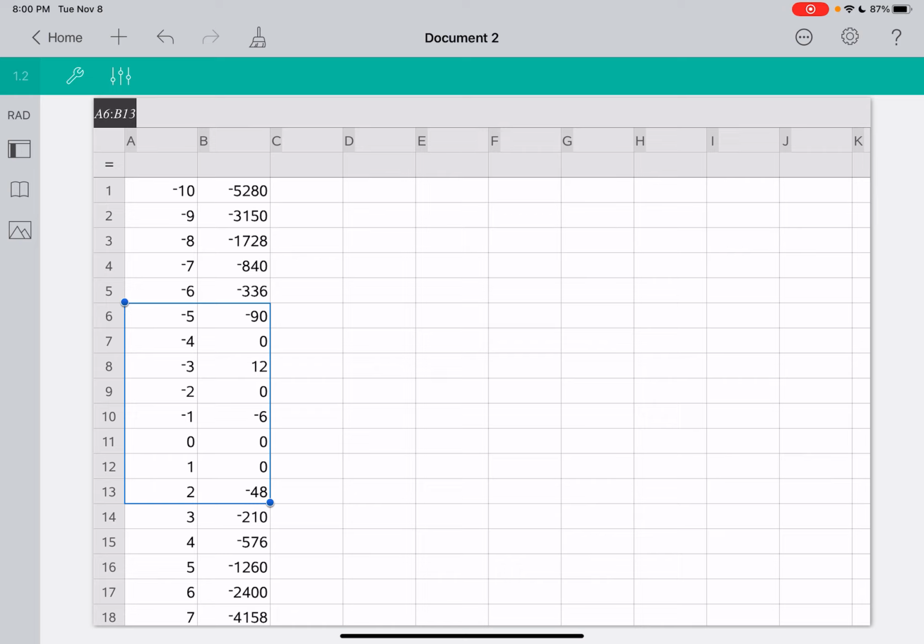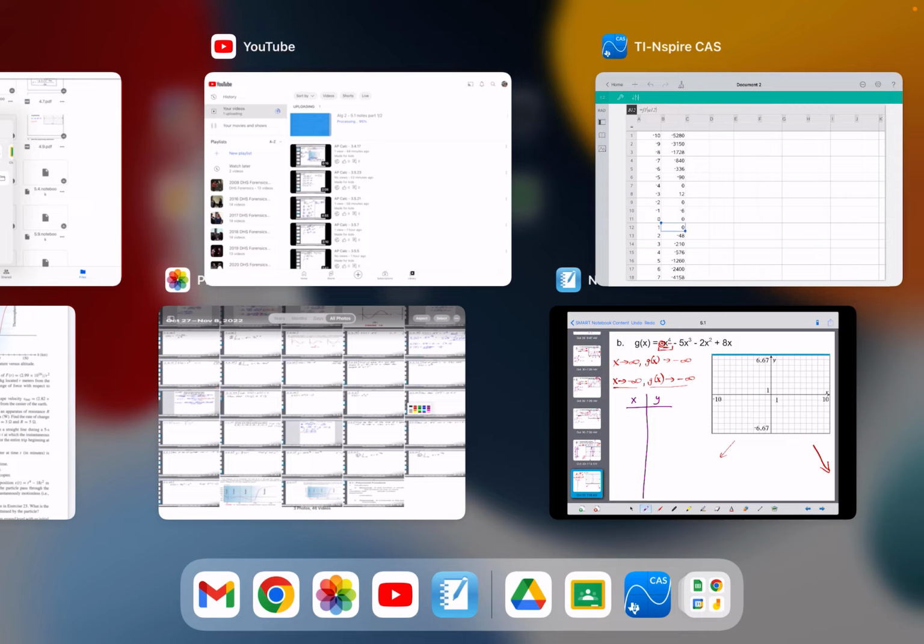Okay, so let me jot some of this down right here. In fact, I can't just take a shot of that, can I? What if I... Sorry, everybody. Trying to learn something new right here, and I don't know if that's going to work or not. Nope, it didn't. All right, so I'm going to jot this down right here so I don't have to bounce back and forth. So we had negative 5, negative 90, negative 4, 0, 12, 0, negative 6, 0, 0, negative 48 happened at 2.